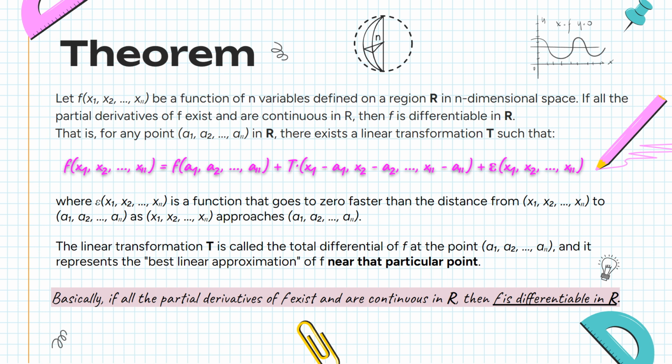The linear transformation T is called the total differential of f at the point a, and it represents the best linear approximation of f near that particular point. In other words, if we let f of x1 through xn be a function of n variables defined on region R in n-dimensional space, and all of the partial derivatives of f exist and are continuous in R, then f is going to be differentiable in R.